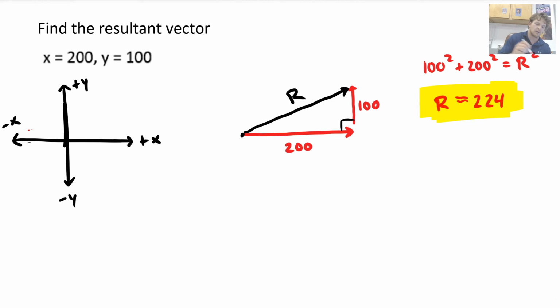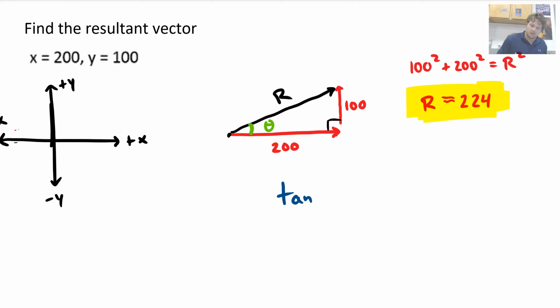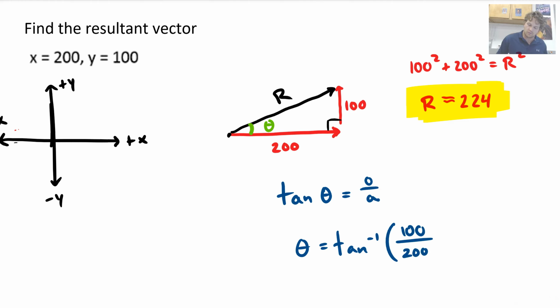Now, if I wanted to find the direction, that would be the angle of that triangle right there, the angle that it goes up from the x-axis. To do that, I can set up trig, right? I have the opposite and adjacent sides, so the easiest way is to use tangent. Tangent of theta is opposite over adjacent. Now plug and chug. Theta is equal to the inverse tangent of opposite, 100, over adjacent, 200. That comes out to be right around 26.6 degrees. So my resultant is 224 long at an angle of 26.6 degrees.